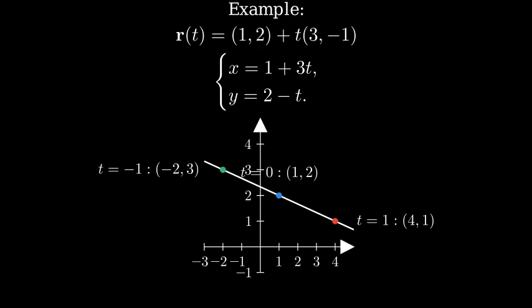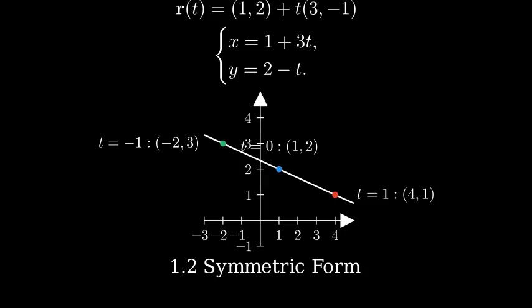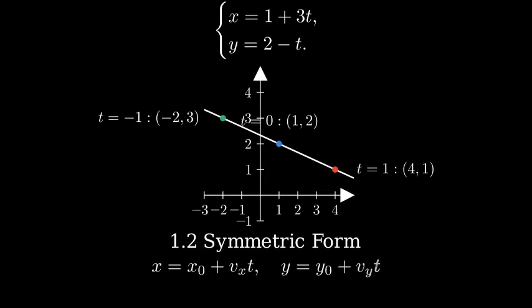Next, let's derive the symmetric form of a line equation. From the parametric form, we have x = x₀ + vₓt, and y = y₀ + vᵧt. To eliminate the parameter t, we can solve for it from both equations. t = (x - x₀)/vₓ, and t = (y - y₀)/vᵧ.